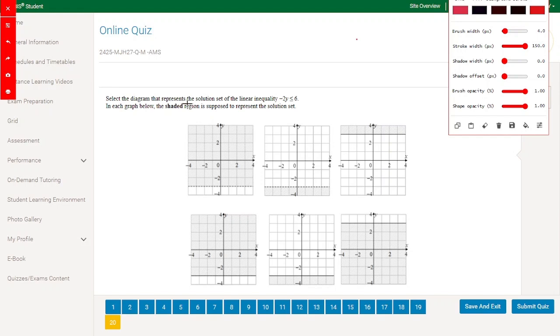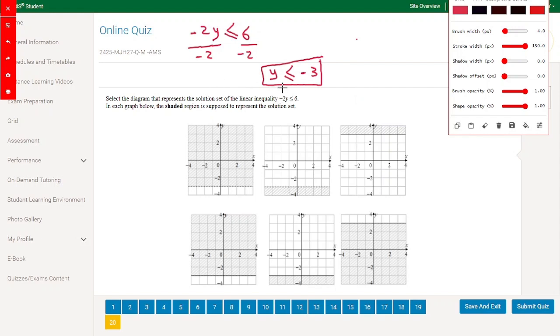Select the diagram that represents the solution set of the linear inequality minus 2y less than or equal to 6. In each graph below, the shaded region is supposed to represent the solution set. So the inequality is minus 2y less than or equal to 6. So here, let's simplify this inequality. So here we can divide by minus 2 and divide by minus 2. So it will be y greater than or equal to minus 3. So this is the inequality after we simplified it.